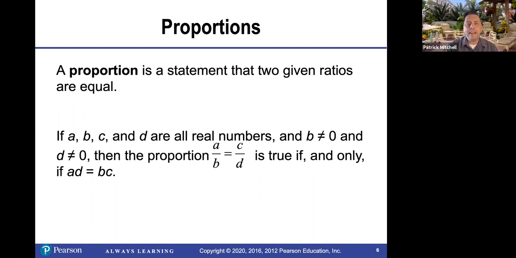If A, B, C, and D are all real numbers and B and D do not equal 0, then the proportion A over B equals C over D is true if and only if A times D equals B times C. I think we might have mentioned this earlier in the chapter as a way to determine if 2 fractions are equal. So you can also use this in proportions. This is called cross-multiplying.